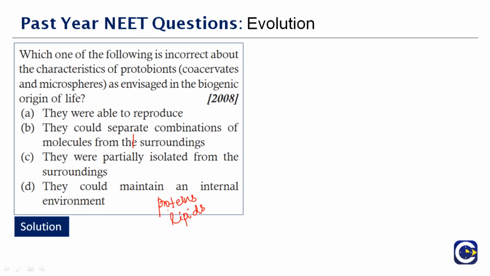They were able to reproduce? No. They could separate combinations of molecules from the surroundings. That is right. So just now we discussed they are macromolecules, right? So the second answer, that is option B, will be the right answer to this question.